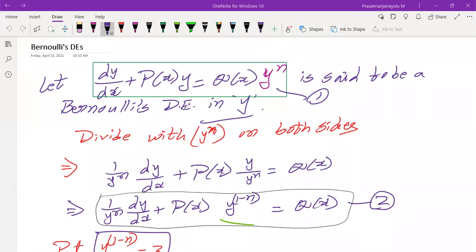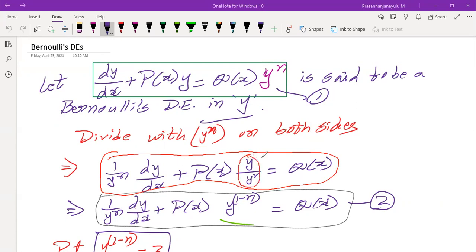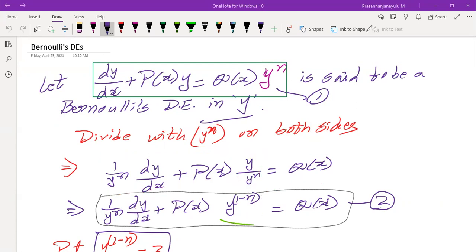Okay, so according to our linear differential equation, the right hand side should have only q of x, but we are having y power n. So for converting the Bernoulli's differential equation to a linear differential equation, multiply on both sides with y power n, then divide with y power n on both sides. Then it becomes 1 by y power n into dy by dx plus p of x into y by y power n is equal to q of x. After simplification, y by y power n can be written as y power 1 minus n.